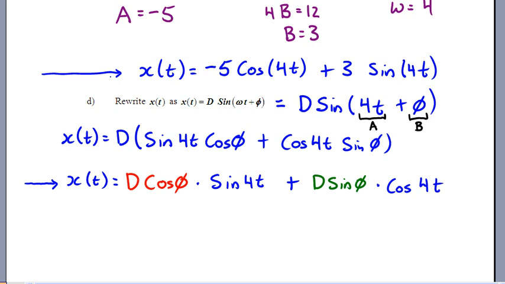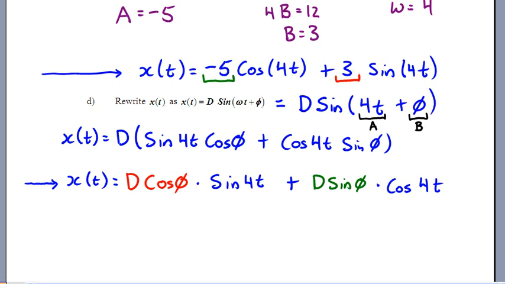There's a term in there with a cosine of 4t, and there's a term with a sine, and there's numbers out front. And so if you look at it, that -5 that's sitting in front of the cosine, well, okay, here's a cosine of 4t with this green thing out front. So maybe grab your green pen and say, hey, look, this -5, that's the D sine phi. And that other term with the sine of 4t, it's got this 3 out front. Well, here's your sine of 4t term with this red stuff out front. So that 3 has got to be the red stuff.